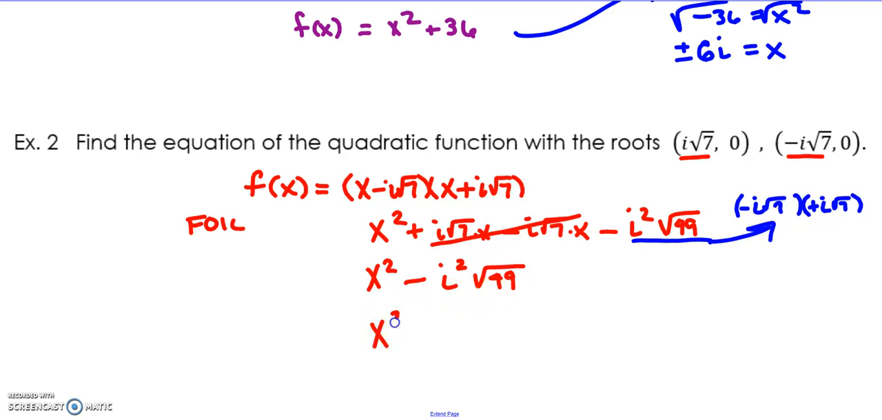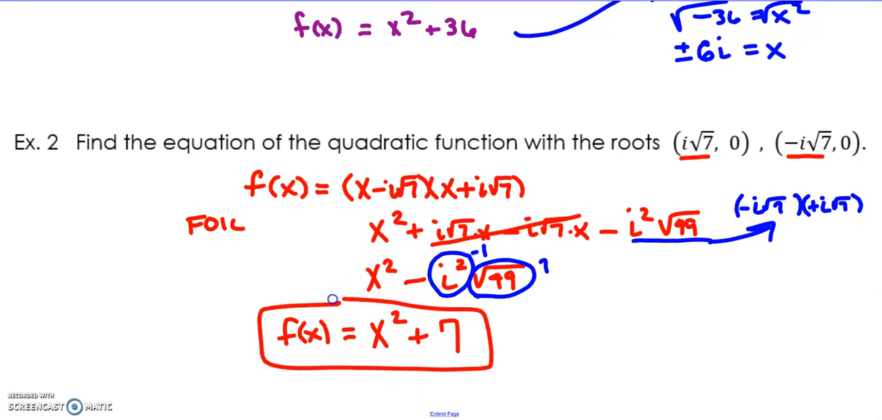So I'll have x squared. Well, we know that i squared is really equal to negative 1. And I also know that the square root of 49 is equal to 7. So we have a negative or a minus sign times a negative 1. So that's going to end up being positive. And if that's positive 1, we just look over here and say, well, what's that? That's 7. So f of x equals x squared plus 7.